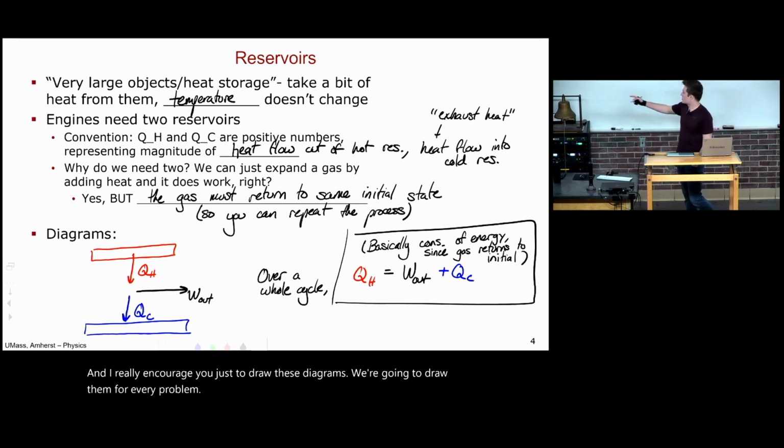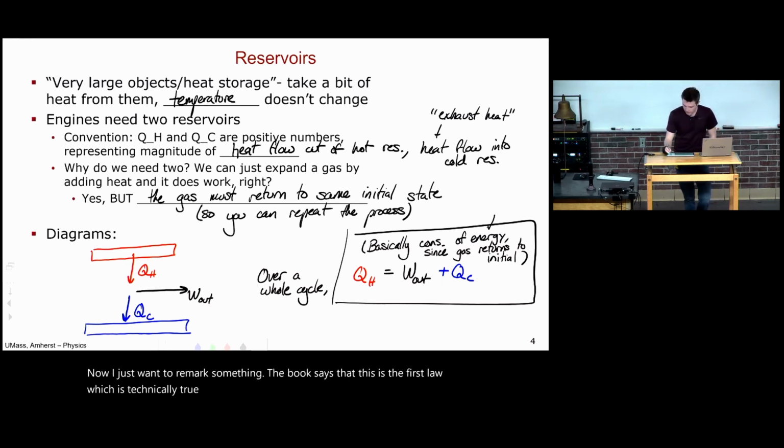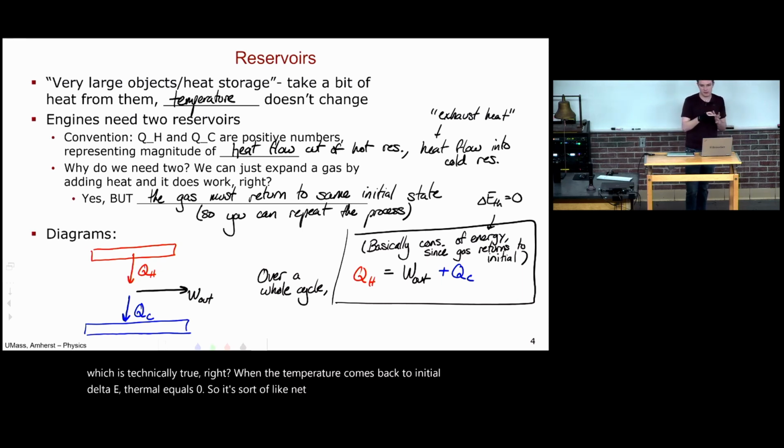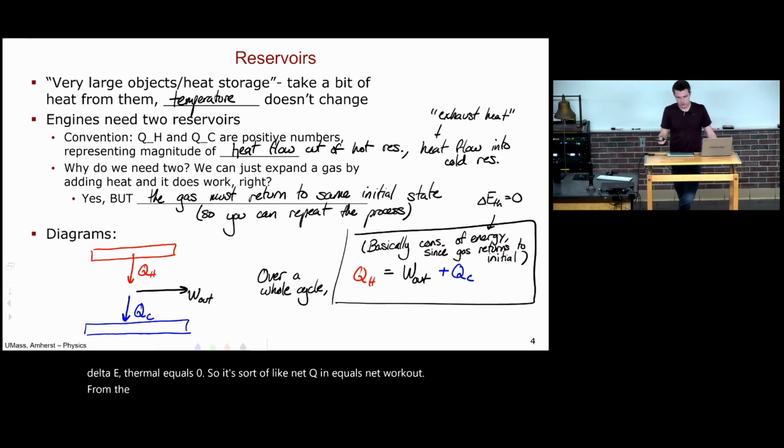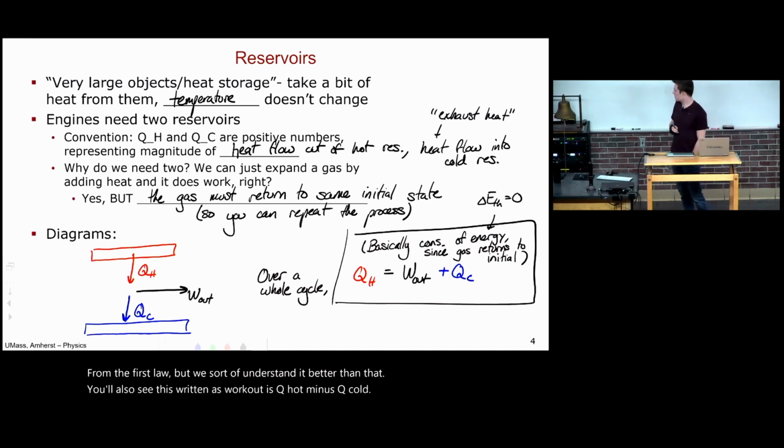Now, I just want to remark something. The book says that this is the first law, which is technically true, right? When the temperature comes back to initial, delta E thermal equals 0. So it's sort of like net Q in equals net work out from the first law, but we sort of understand it better than that. You'll also see this written as work out is Q hot minus Q cold. Obviously, it's the same equation.